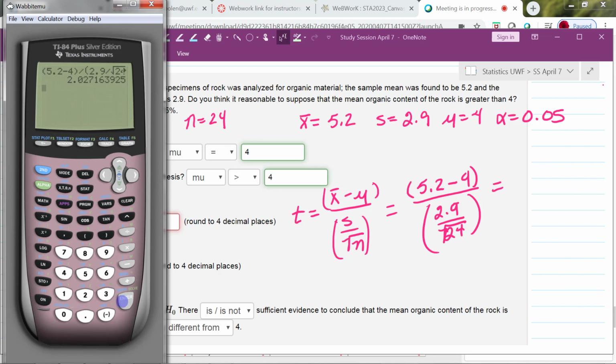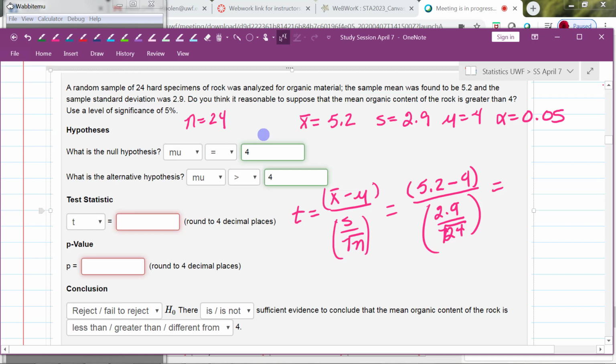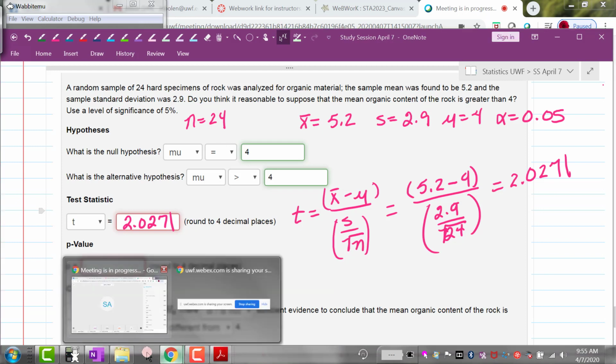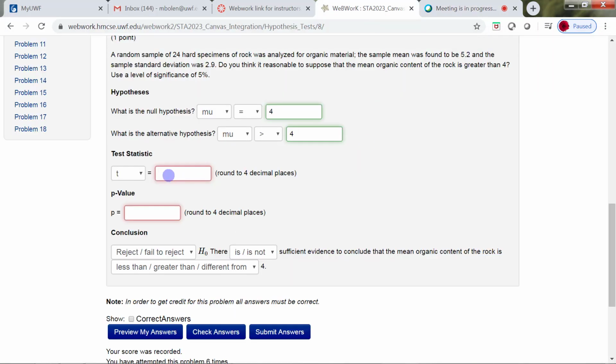And we get 2.0271, which is going to be to 4 decimal places. So that's 2.0271 is what I said. So let's put that in. So right here it's going to be 2.0271. I'm going to come back in here and make sure WebWork likes our answer. 2.0271. Submit answer.